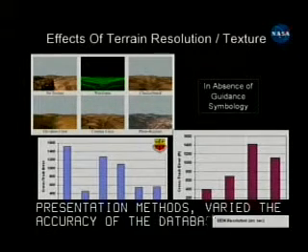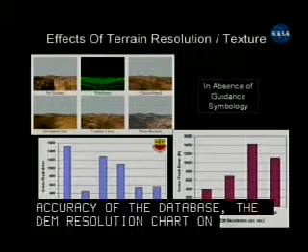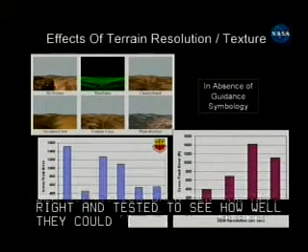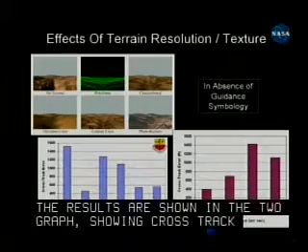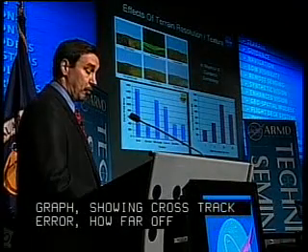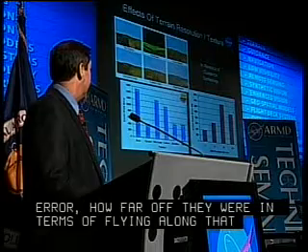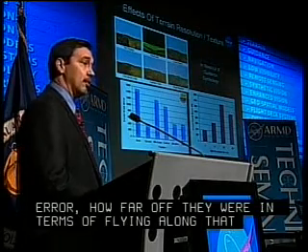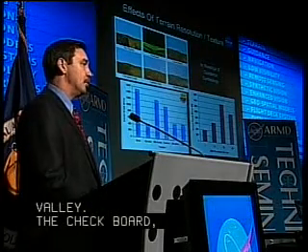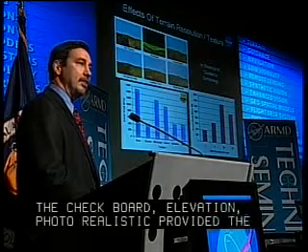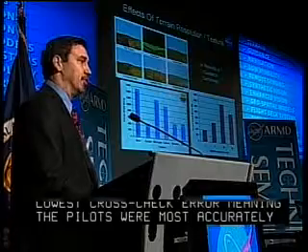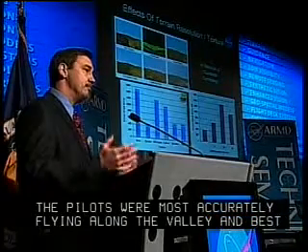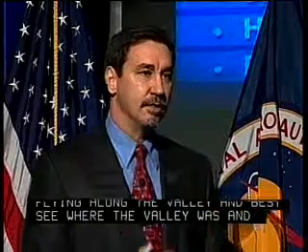And the results are shown in the two graphs, showing cross-track error. Cross-track error is how far off they were in terms of flying along that valley. As you can see, the checkerboard, the elevation, the photorealistic provided the lowest cross-track error, meaning that the pilots were most accurately flying along the valley. They could best see from that presentation where the valley was and to maintain their position along that valley. So those provided the most information for the pilots as they flew that, as far as the terrain information.